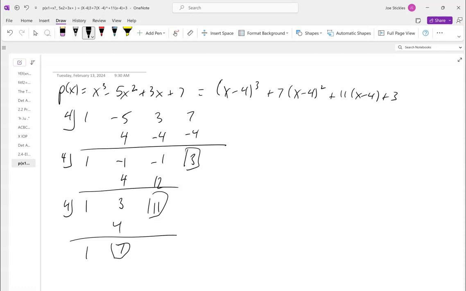Which is why I said you did part of it in the previous part, right? Because you were trying to figure out this number, right? P prime of 4. That's P of 4, P prime of 4. So it really is that easy. You just pull out those coefficients. That's all you have to do.